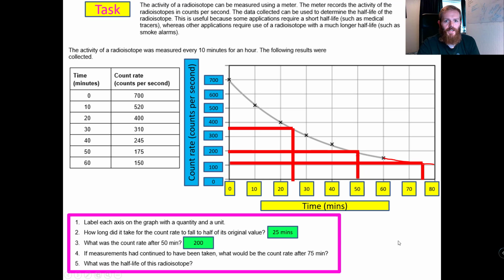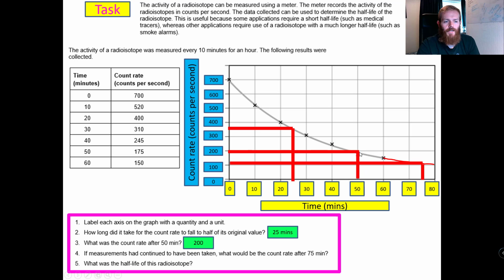Every 25 minutes, the amount of radioactive nuclei decreases by 50%. So if I've been asked to find out what the count rate was at 75 minutes, what I can do is take 25 minutes off that. Just do this in your head. So 25 minutes off 75 is 50, isn't it? So at 50, it was about 200.